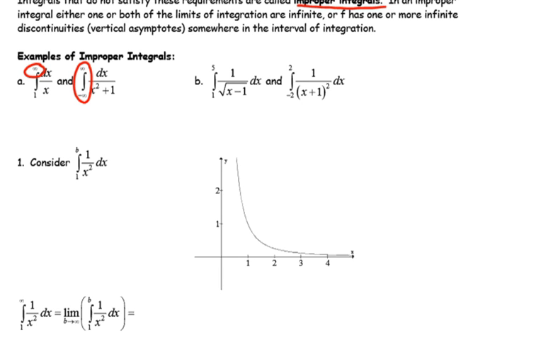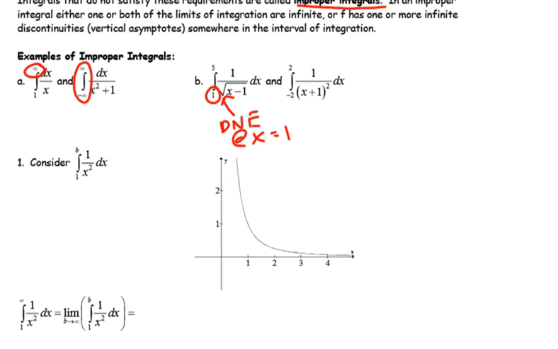Okay, the other type of improper integral is a little bit trickier to find. So in part B, you're looking for discontinuities or sometimes vertical asymptotes inside the interval that you're looking at. Looking at B, the first one, you see 1. This is not continuous at 1. It does not exist at 1. So then how would you find the integral there?